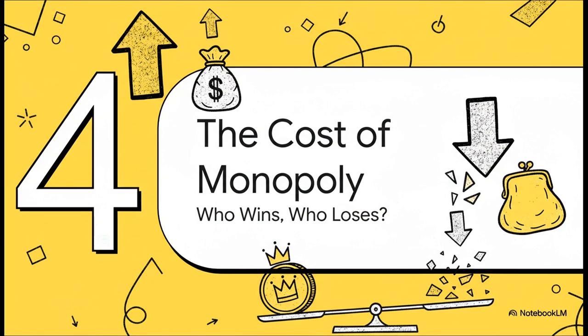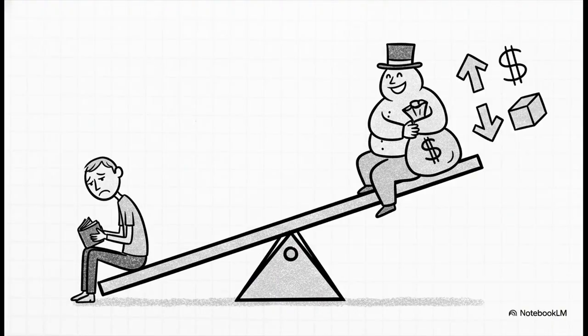Now, all this market power isn't just some abstract number on a spreadsheet. It has very real consequences. It creates winners and losers, and economists can actually measure the exact cost to all of us. When you get right down to it, the conflict is pretty simple. The higher prices and lower production that a monopoly causes, well, that's fantastic for the company's bottom line. But that extra profit comes directly out of the consumer's pocket.